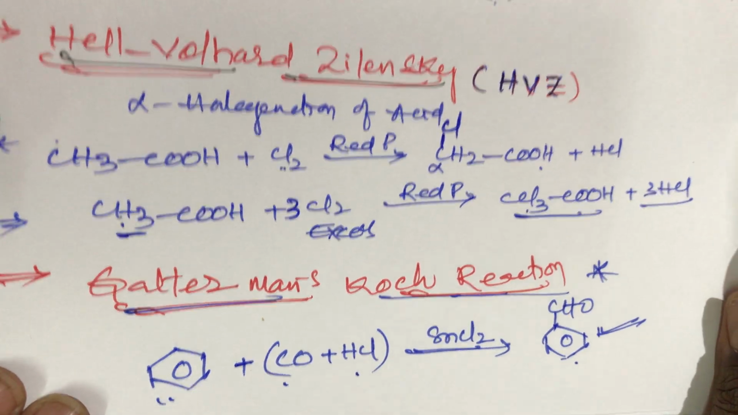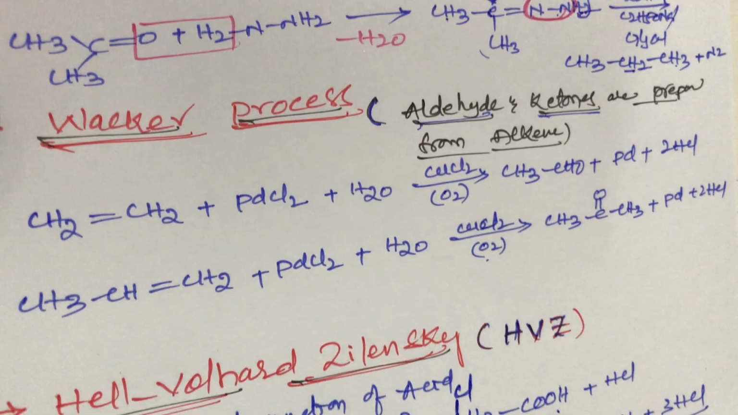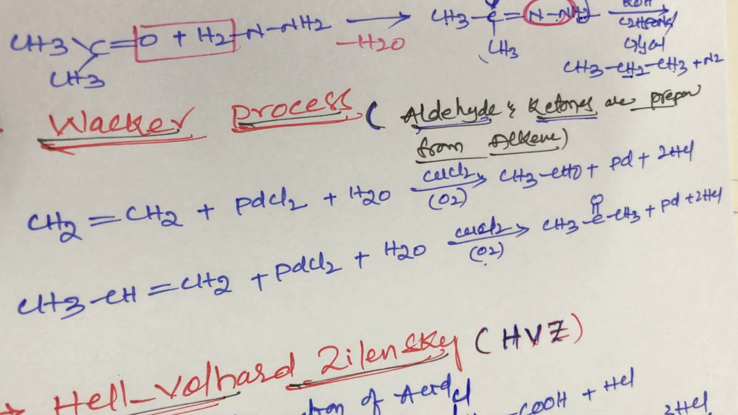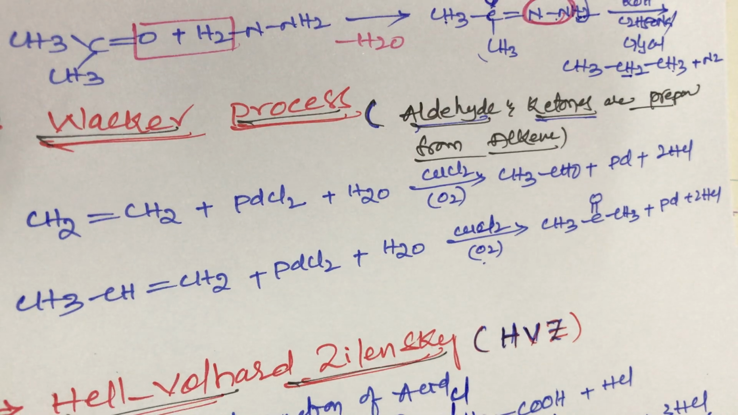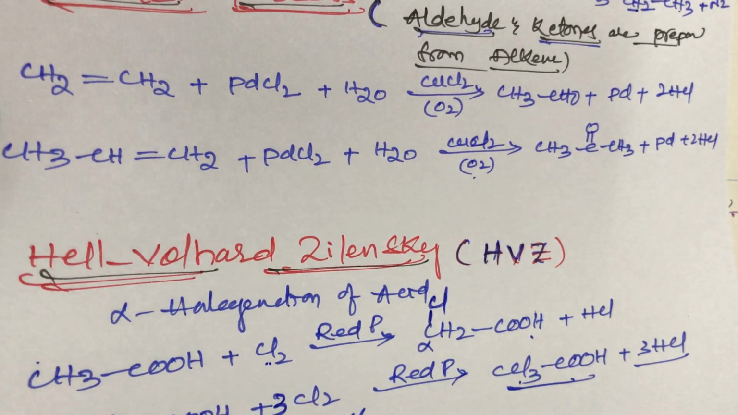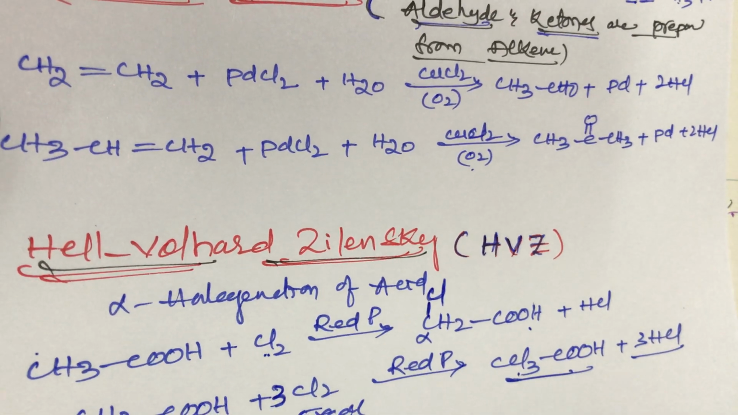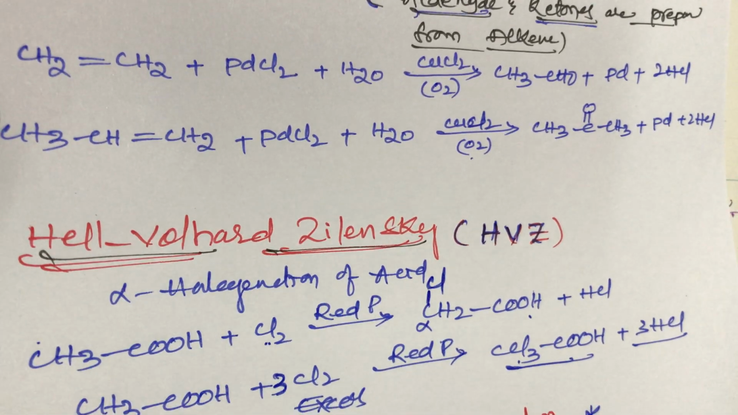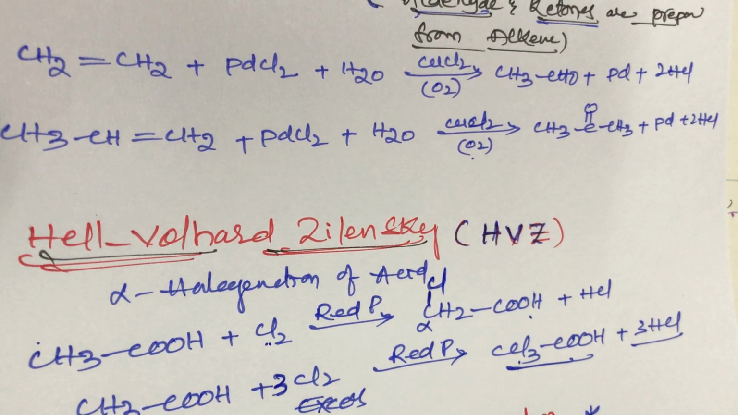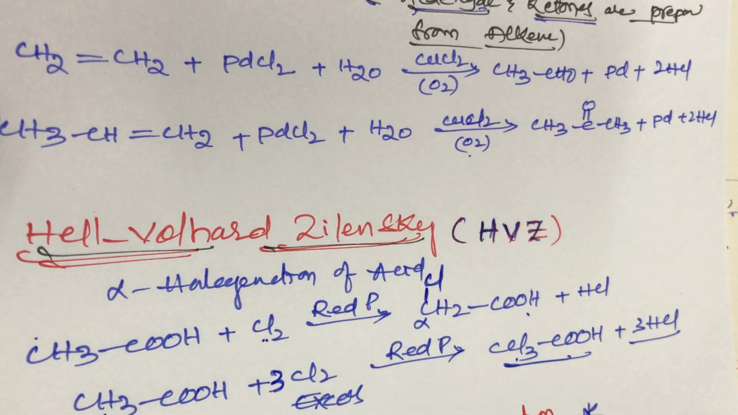These are the important named reactions: Clemmensen reaction, Wolff-Kishner reaction, Walker's process, HVZ reaction, Gattermann reaction. So these are the important named reactions, students. Some more named reactions remain. I will make one more video, the next video, students. 20 named reactions are completed, students.